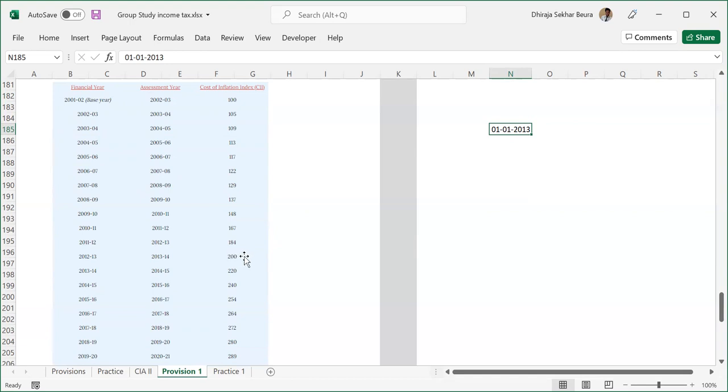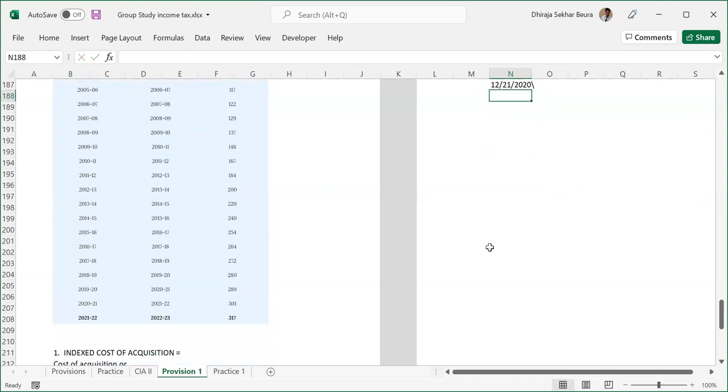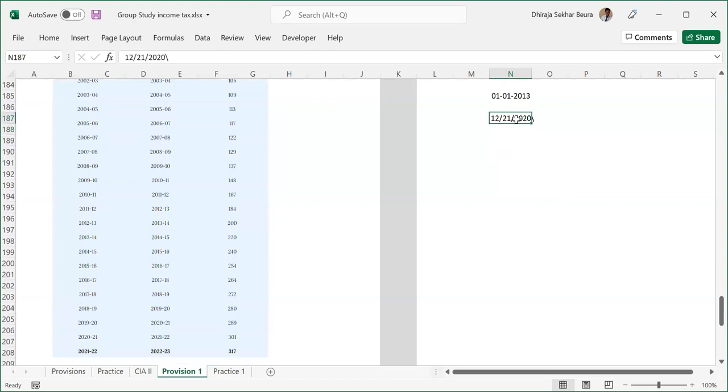Similarly, suppose we have sold the asset on 12 December 2020. Which rate should you take? Assessment year 21, sorry, 21-22. Tell me the rate, 301, right? Then you have understood. So that's what I was saying. The date is important, and on the basis of the date, you decide the assessment year, and on the basis of that, you look at the figures.